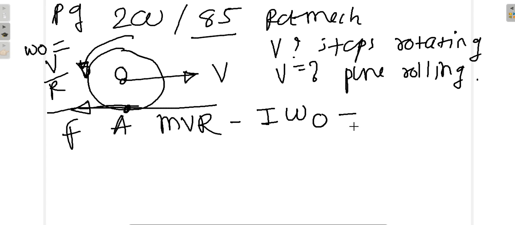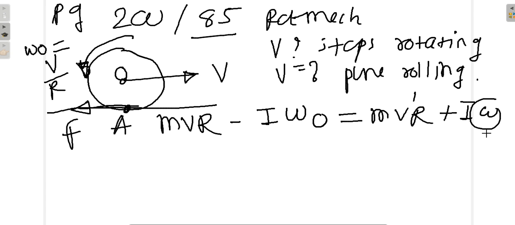What is the momentum afterwards? That is when it stops rotating. When it stops rotating, let the velocity be v dash. So I will have m into v dash into r. As it stops rotating, omega is going to be 0. So obviously this term will not come. And let the velocity be v dash when this happens. So let us now substitute.